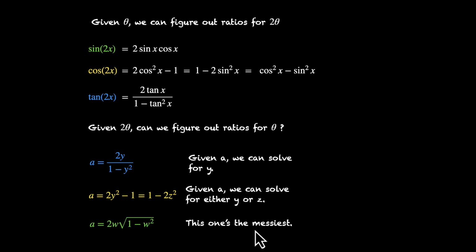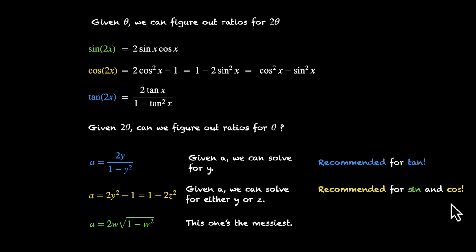So here's the recommendation. When you have to find tan x, use tan 2x. This is recommended for tan. And when you have to find sin x or cos x, use cos 2x. Once you have tan, sin or cos, once you have any one of them, you can form a triangle and find the rest of the ratios.